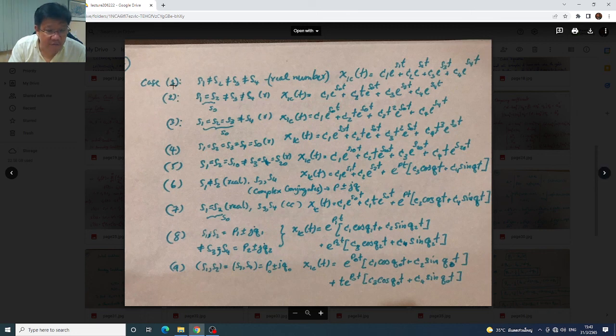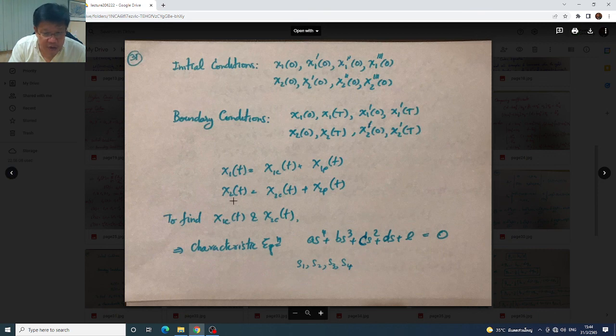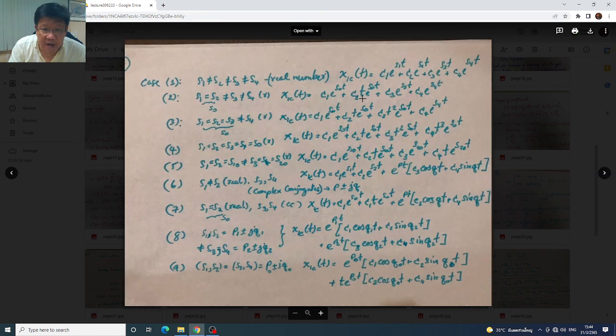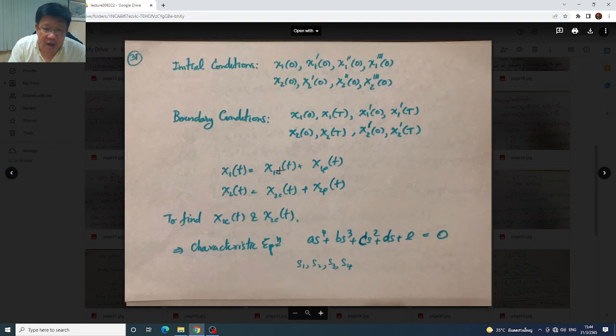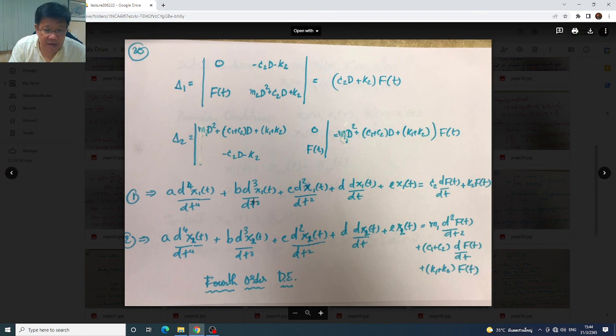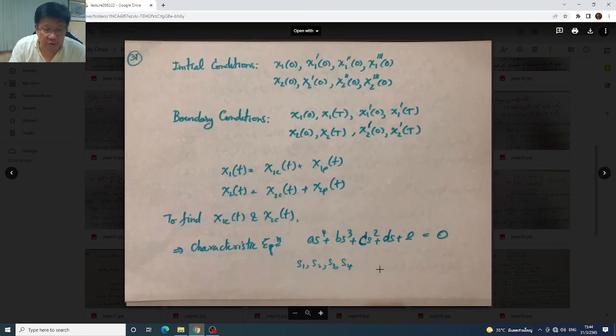Okay, so now we have 5 cases of complementary solution, and we have 2 responses, x sub 1 and x sub 2. The nice thing is that both of these complementary solution cases can be applied to both x sub 1c and x sub 2c because they have the same left hand side form. That results in them ending up having the same roots.